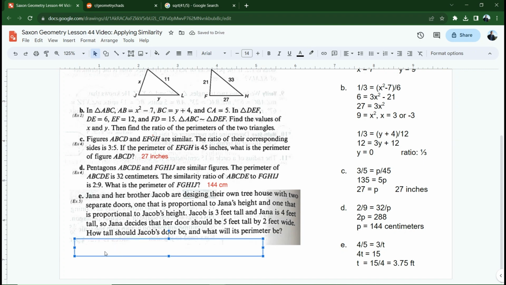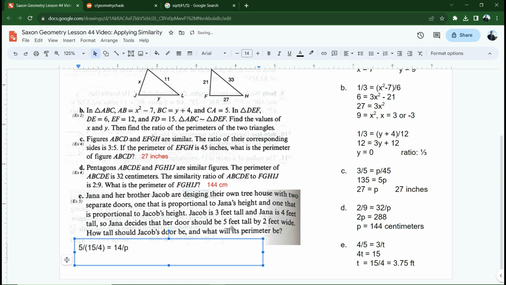Her door height was 5 and his door height was 3.75. Whatever that ratio is, and by the way, that's probably going to be a little easier if I do just 15 over 4, and we'll use the fraction. Whatever that is, the perimeters are going to be in the same ratio. If Jaina's door is 5 feet tall by 2 feet wide, that's really easy to figure out the perimeter. It's going to be 5 plus 5 plus 2 plus 2, or 14. And then we're going to look at the perimeter of Jacob's door.